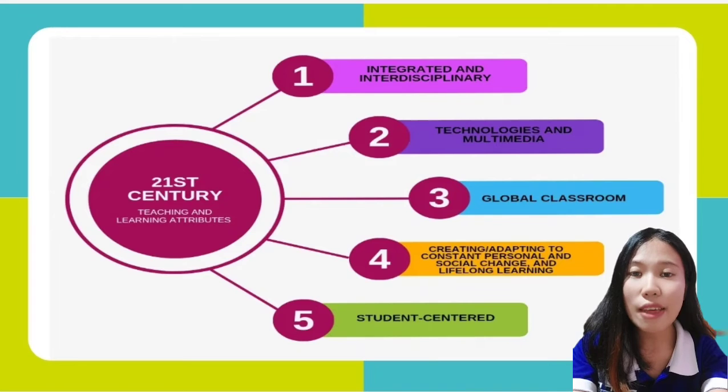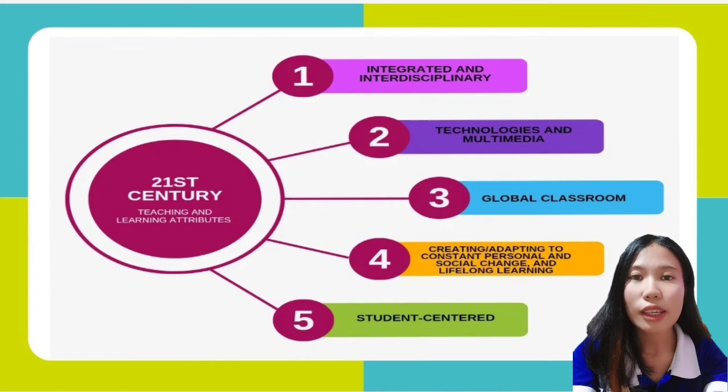Next attribute is a global classroom. This attribute implies that teachers need to include current global issues or concerns, such as peace and respect for cultural diversity, climate change, and global warming, in classroom discussion. Students are encouraged to react and respond to issues as part of their roles as global citizens.